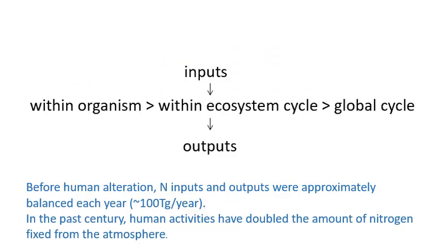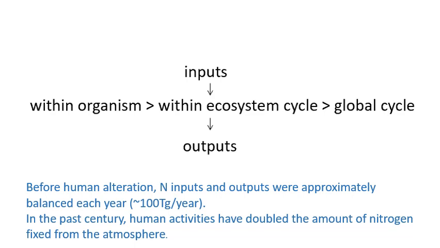Right, so up till now, I've given a brief summary of the complex and important cycling of nitrogen within and through ecosystems. Now we're going to learn about how humans have manipulated this cycling and what that means for the global nitrogen cycle and for ecosystem health. As I've mentioned before, even though nitrogen is a very open cycle with lots of inputs and outputs, before human alteration, the N inputs and the N outputs were approximately balanced each year. About 100 teragrams of nitrogen came into the terrestrial system each year, and about 100 teragrams of nitrogen went out again through leaching and volatilization.